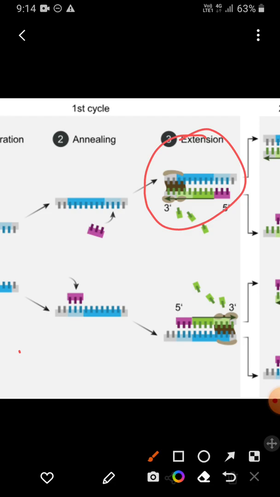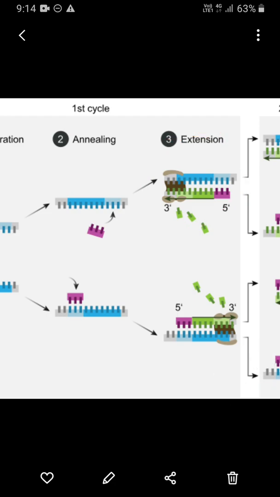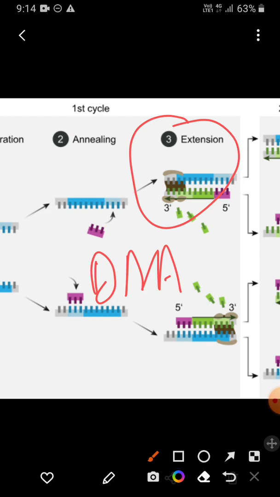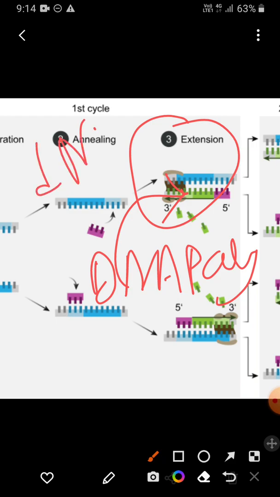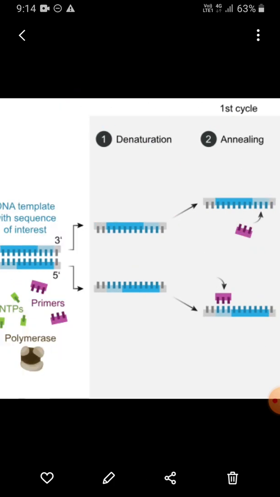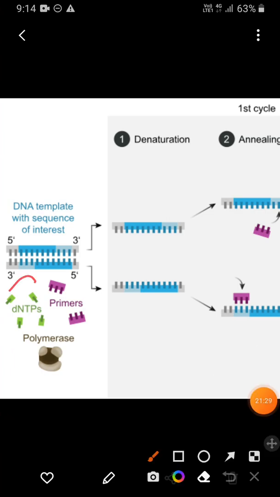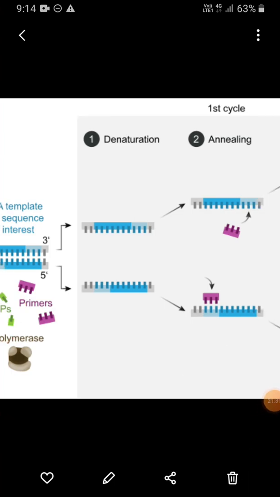This step is exactly the same step that happens in normal replication. At that time, DNA polymerase 3 plays the role of polymerase, and with the help of its 5' to 3' DNA polymerase activity incorporates dNTPs, that is the building blocks of the DNA, depending on what is present in the complementary template. So that is why we have incorporated the dNTP.